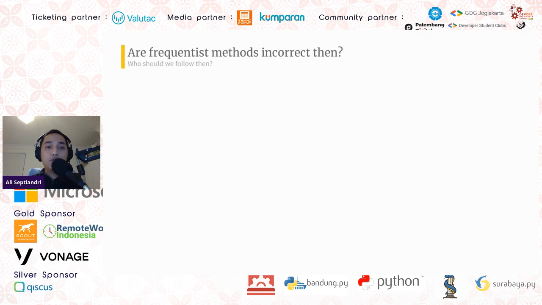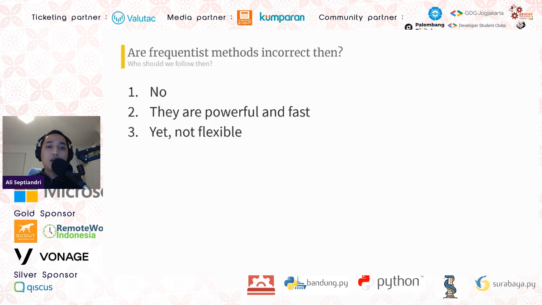So, are the frequentist methods incorrect then? No, they are not incorrect. They are powerful and fast. Most of you who deal with machine learning usually use the frequentist side of the method. The problem is that the frequentist method is not flexible. You can only say that it is statistically significant or not, and you focus on that, and it's not straightforward. It's not easy to interpret. So most of your interpretations of the model would likely be incorrect.